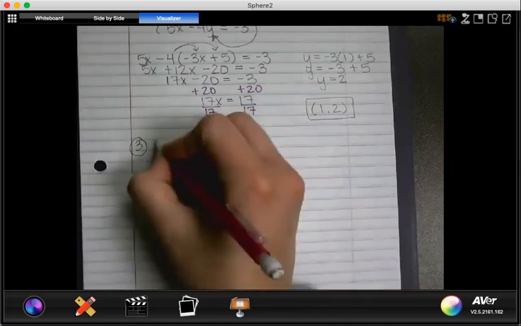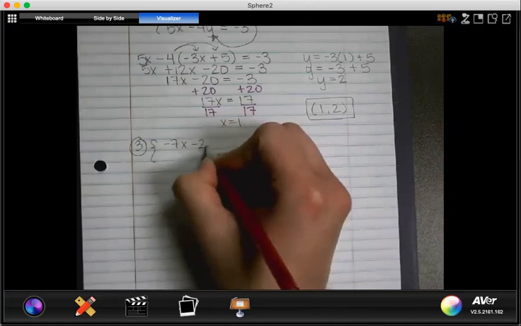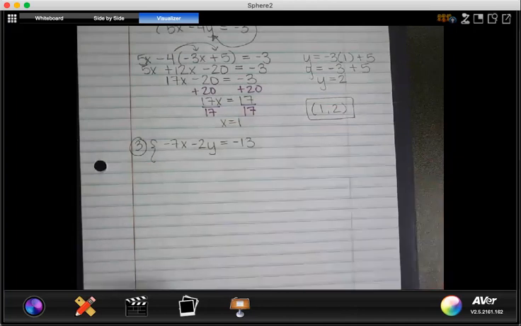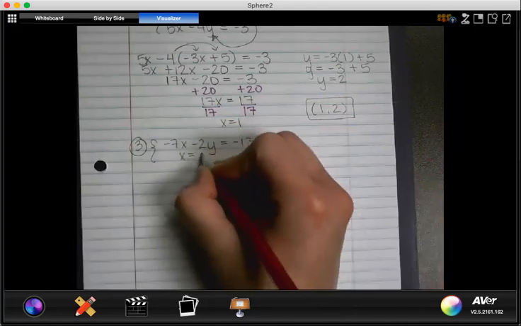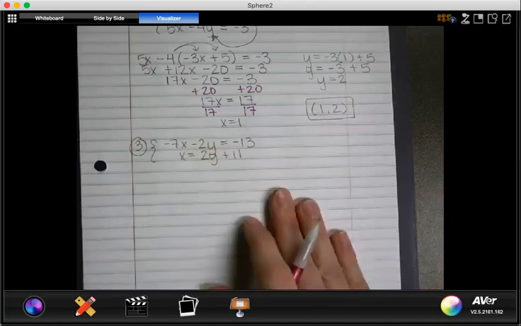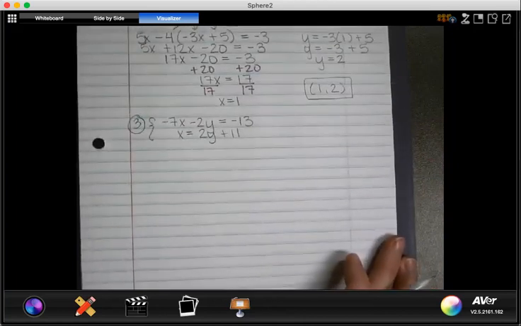Number 3, negative 7x minus 2y equals negative 13. X equals 2y plus 11. Now in this one, you'll notice that we have x equals versus y equals, which is fine because it's still isolated. So if you want, again, to try it on your own before I explain it, feel free to pause, try it out, and check the answer in a bit. If not, go ahead and follow along with me.